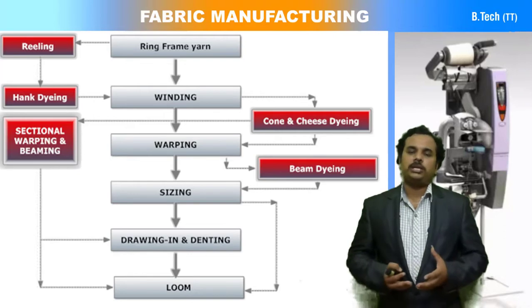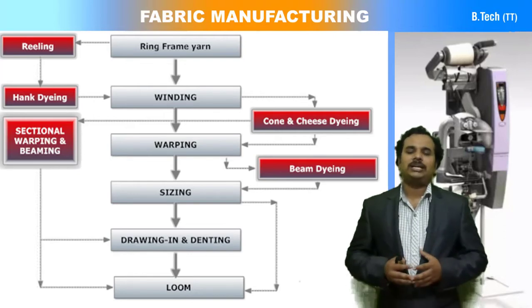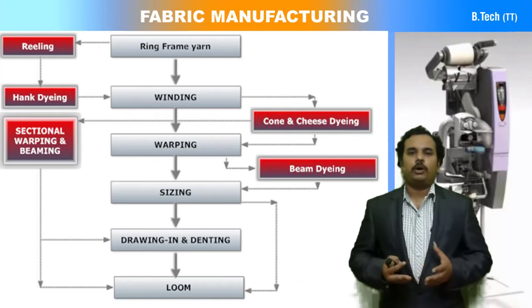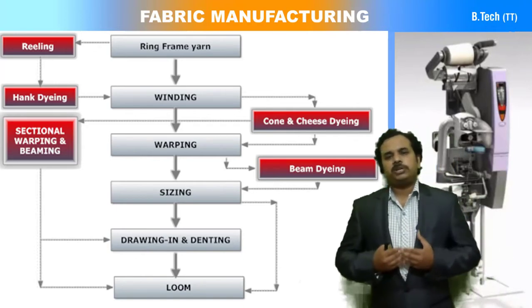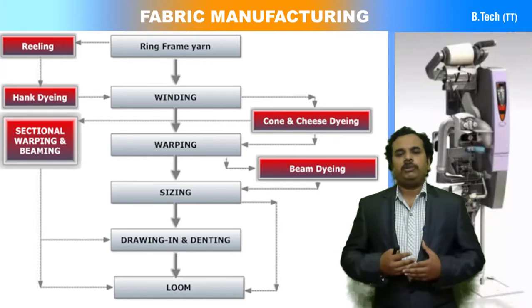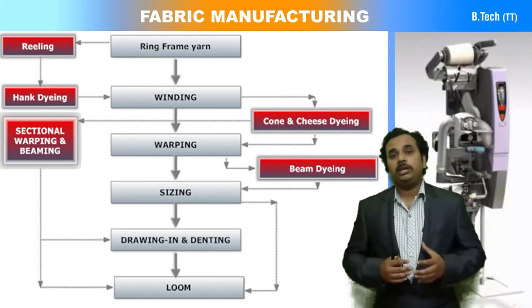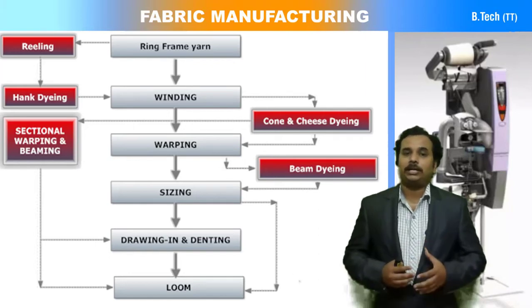Generally this weight depends on the customer requirement. So the first machine in the weaving process is winding. Now the weaving process starts.